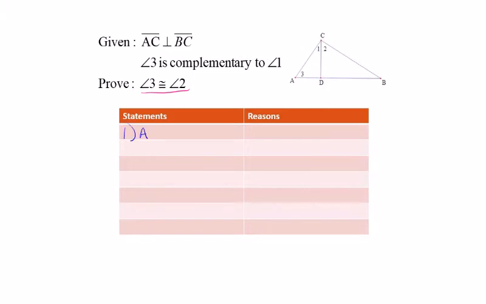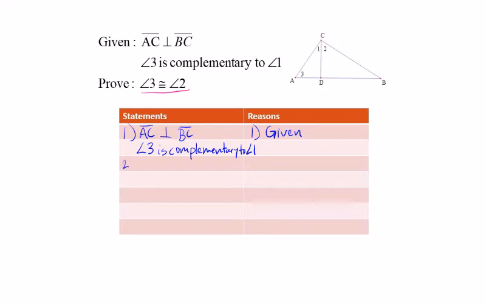So segment AC is perpendicular to segment BC, right, by given. And if you wanted to, right there you could say, okay, well, that means that angle ACB is a right angle. But I'm just going to continue with the givens. I like to put all the givens in first. All right, so angle 3 is complementary to angle 1, and that's also given.